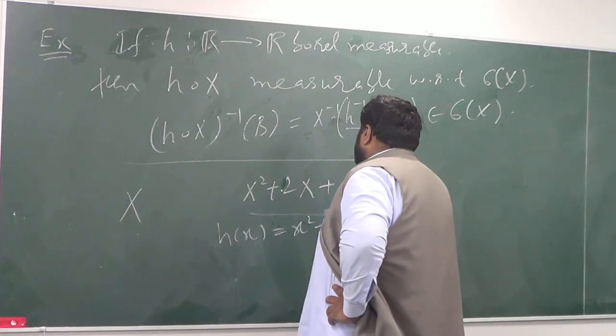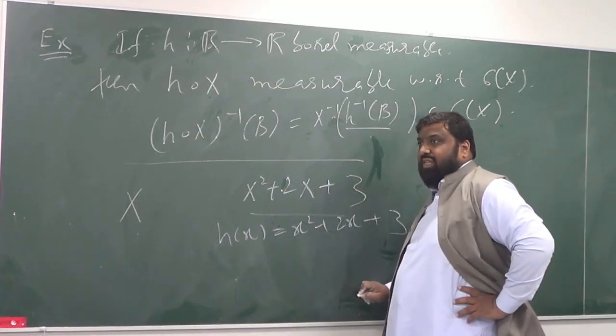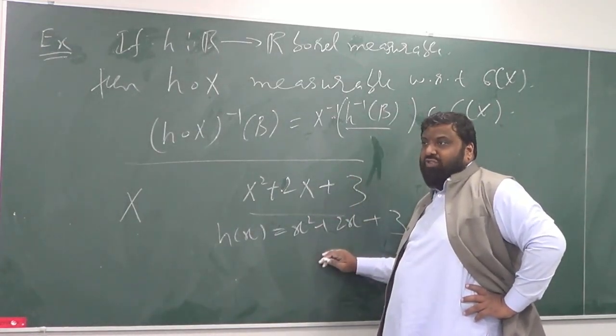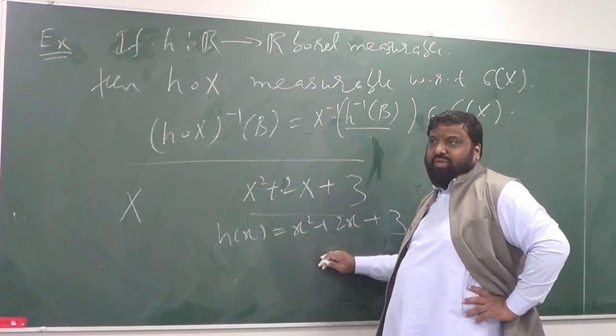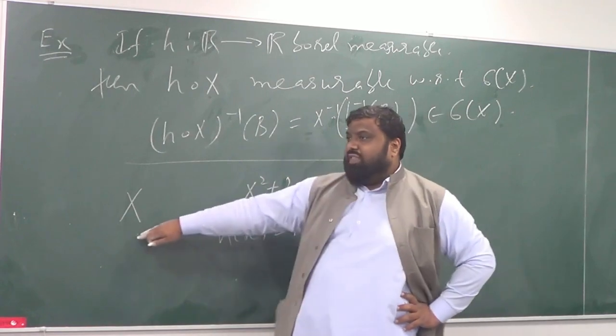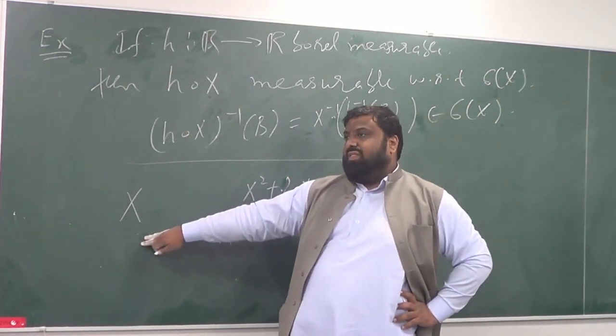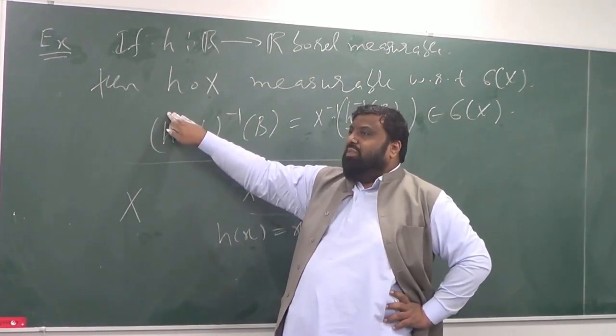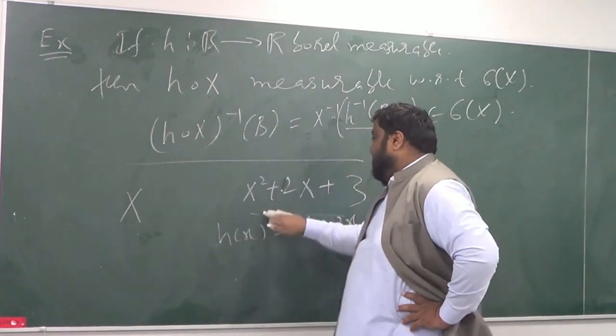x squared plus 2x plus 3. Is it continuous? Yes. So it's Borel measurable, and we know that every continuous map is Borel measurable. And if I compose this with X, then this result is telling me that it's measurable, and hence this function is measurable.